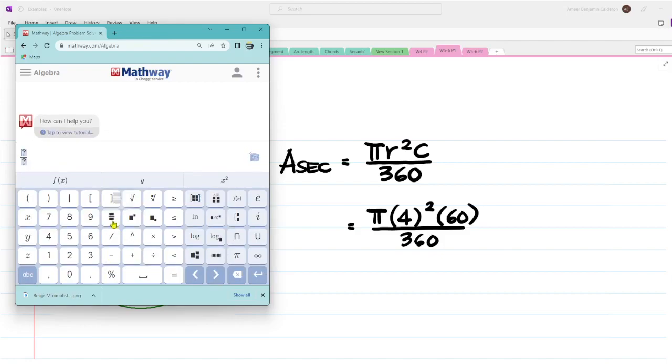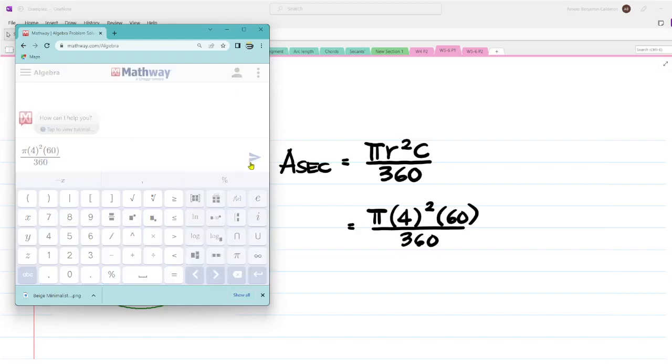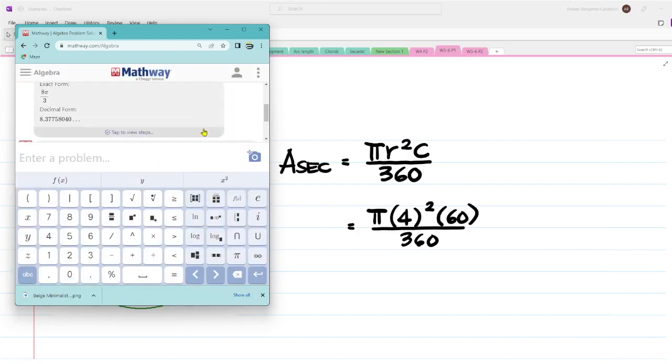But anyway, let's have pi. Where is pi? Here is pi. And then 4 squared times 60 all over 360. Calculate, and that is our answer. We can opt for the exact form or the decimal form. We will use the decimal form because you will use your scientific calculators inside the classroom.